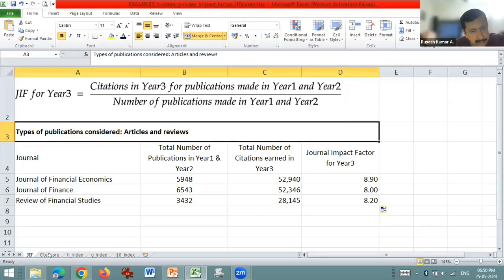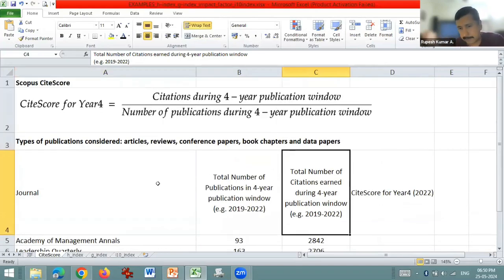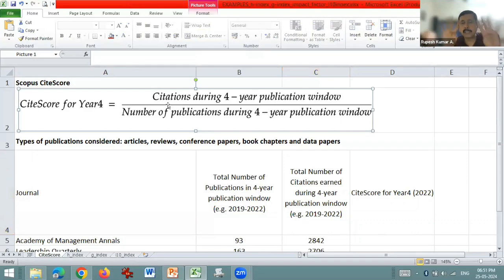Fine. Now let's go to another journal level metric called CiteScore, provided by Scopus, which is a product of Elsevier. Scopus calculates CiteScore a little differently. Of course, the method of calculation is the same, but there are 2 important differences. Number 1, the calculation period is a 4-year publication window, not a 2-year publication window like the Web of Science Journal Impact Factor. That means Scopus will consider the previous 4 years, including the current year. That means if I am in the year 2023, starting from 2023 it goes back 4 years.